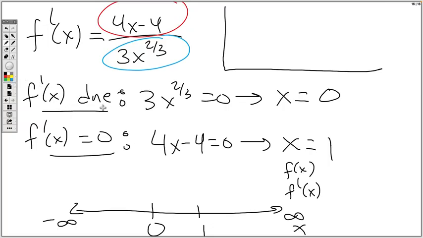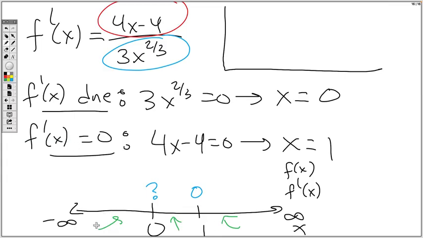Now, this is something new. When x is 0, the derivative is undefined. So I'm going to put a question mark there, because that means there's something going on there we don't quite know. The derivative is 0 when x is equal to 1, and now we can just test our values.